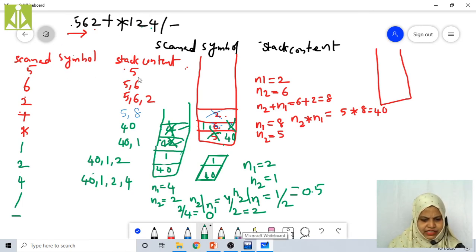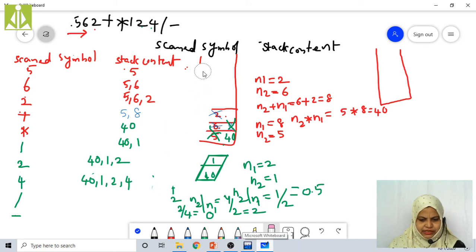First we encountered 5, to 40. Then plus is there. Plus means 40. Then star is there, 40. See here, we missed this one again. Why are we putting this one here? First we encountered 5. I'll erase all those things. I am only confusing these things.